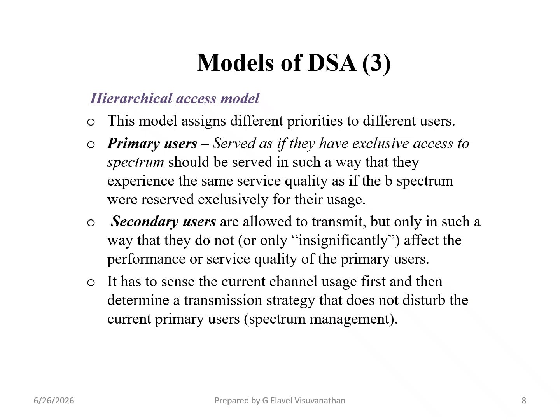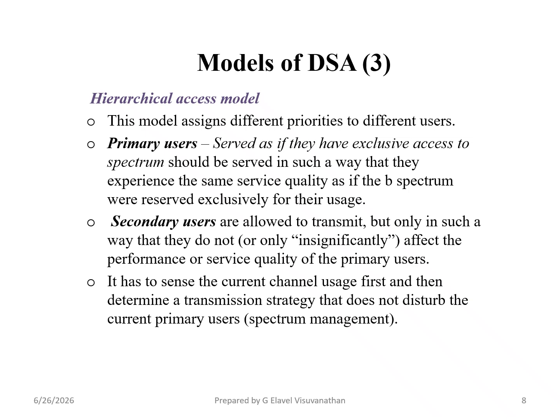Once the primary user is being served, if they have exclusive access to the spectrum, they can be served even though the spectrum is reserved exclusively for their users. Secondary users are allowed to transmit, but only in such a way that they do not affect the performance or quality of service of the primary user.